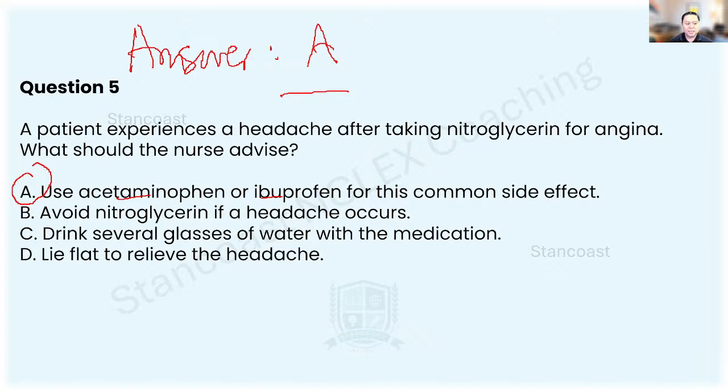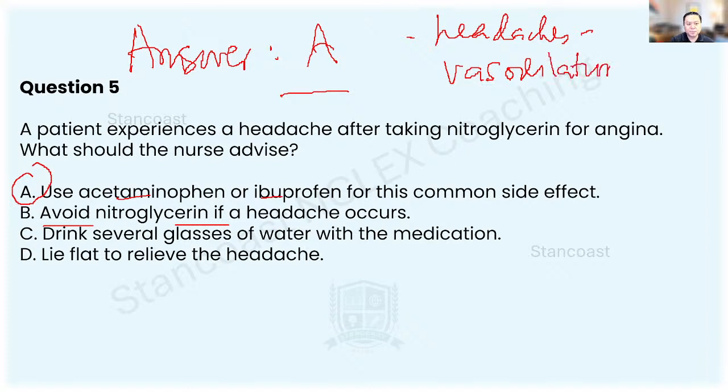All right. Letter B, avoid nitroglycerin if a headache occurs. That is counterproductive if we are going to select B. Yeah, it is very common, guys, because of the vasodilatory effect. Headaches are occurring because of vasodilation of cerebral vessels. There is vasodilation of cerebral vessels. That's why they're gonna experience that headache, okay? Easily treated by over-the-counter pain relievers such as acetaminophen or the ibuprofen.